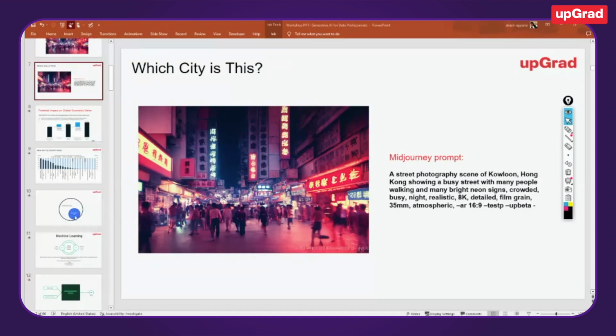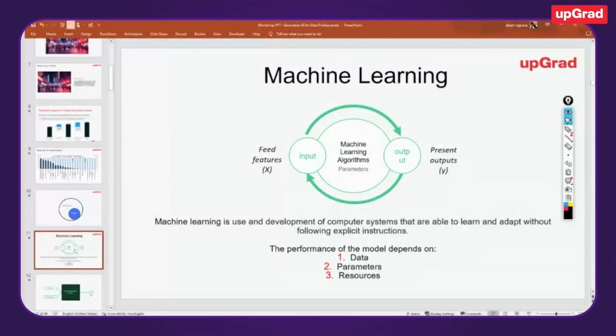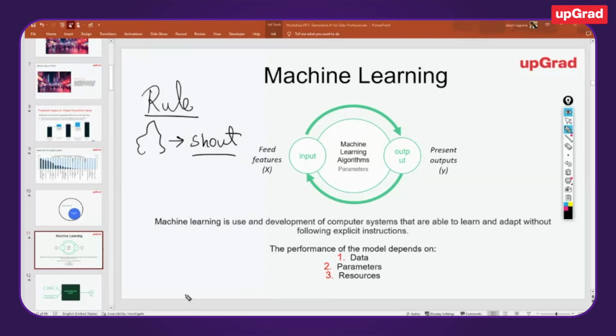So generative AI is a part of machine learning. Now what is machine learning? Machine learning means you make a machine learn something, not program it. So for example, understand the difference. I am giving you a strict rule that whenever you see a fire, you need to shout. This is called giving a rule. I have defined a rule for you that whenever you see X, you need to do Y. This is a simple rule.